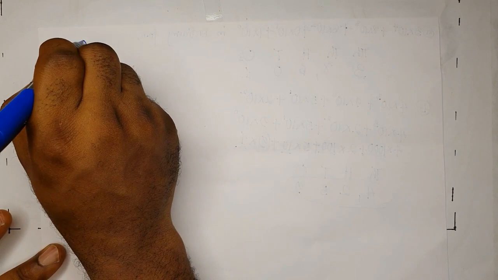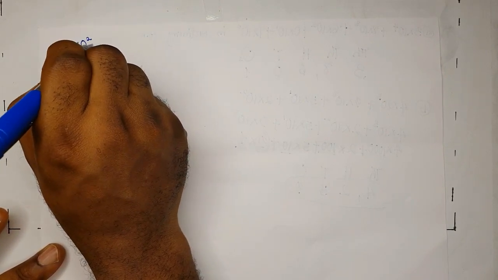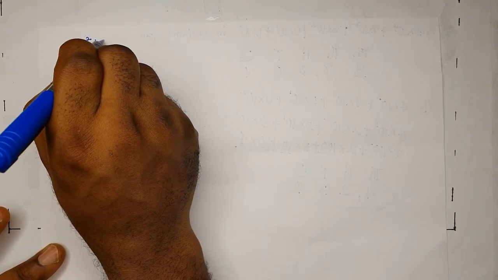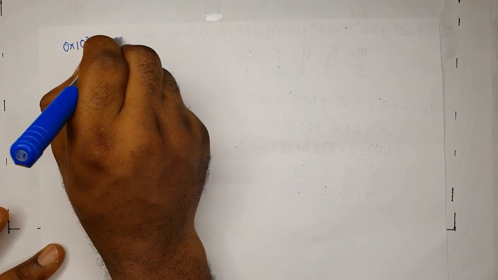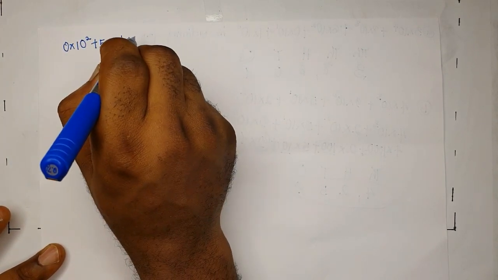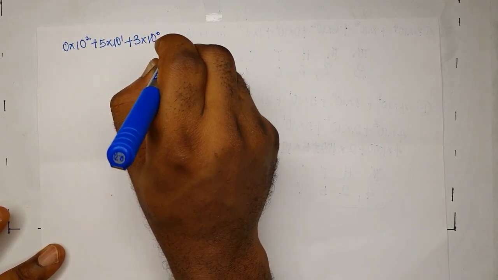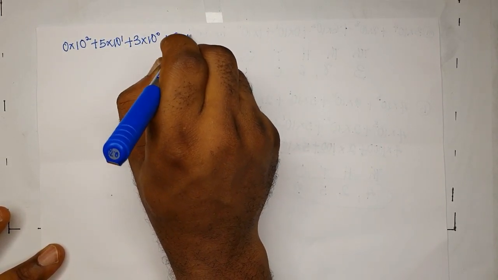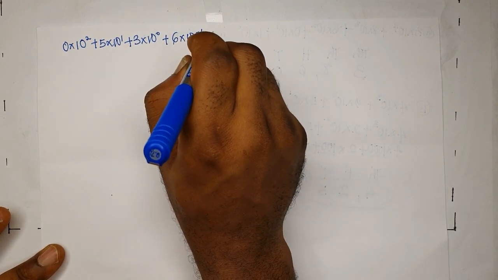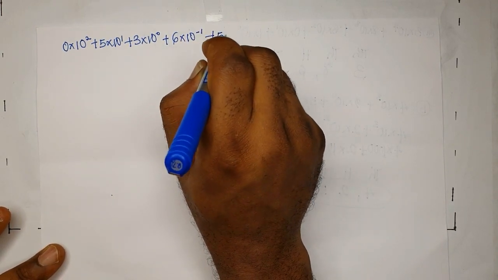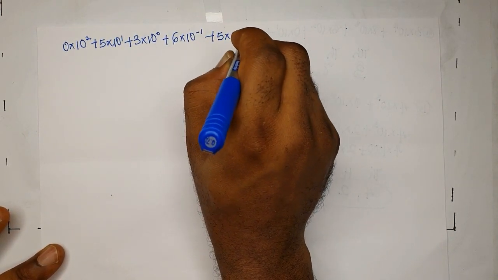We have this number: 0 times 10 to the power of 2, add to 5 times 10 to the power of 1, add it to 3 times 10 to the power of 0, add this to 6 times 10 to the power of negative 1, and add this to 5 times 10 to the power of negative 2.